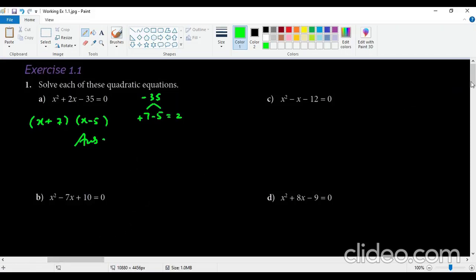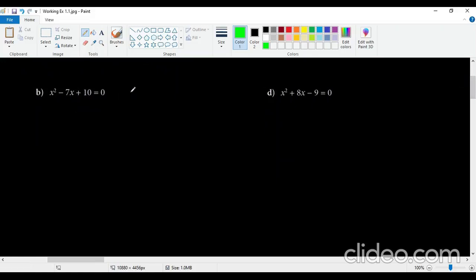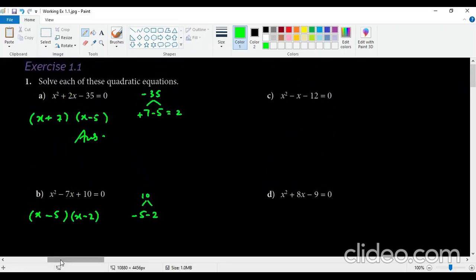When it comes to part B, it is plus 10 that we are looking for, and we can find 5 and 2. 5 times 2 is 10, and minus 5 and minus 2 both give you negative 7, and minus 2 times minus 5 gives you plus 10. So make two brackets like this, write x, then minus 5 comes here and minus 2 comes here, or you can write x minus 2 and x minus 5, both are fine. Moving on to question C.